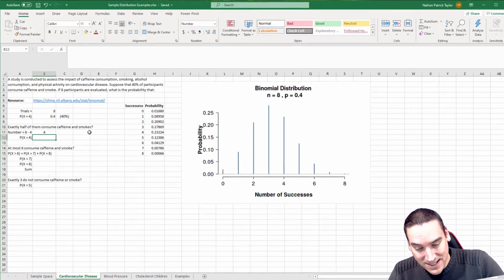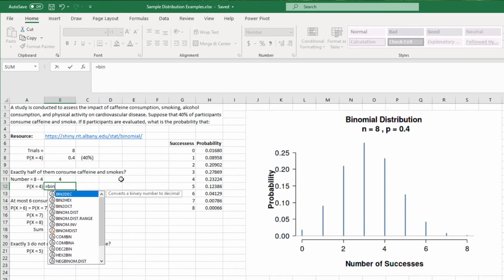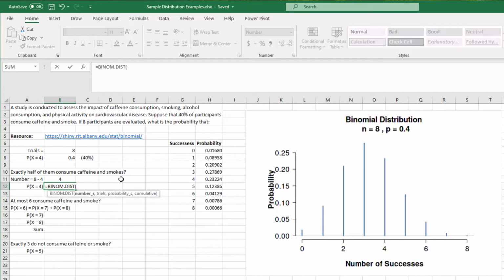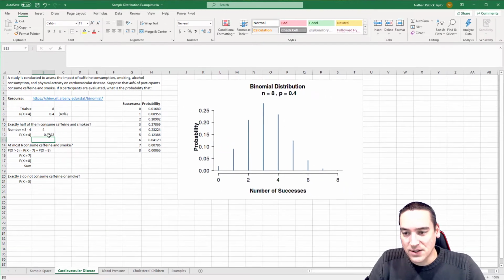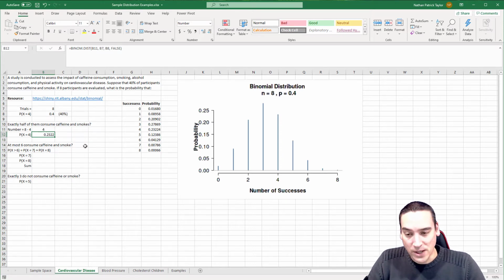To do that, in Excel, it's very simple. We'll use the binomial distribution function, BINOM.DIST. We need to tell it the number of successes we're looking to find, and that is four. We said half of them, 8 minus 4, 8 divided by 2, either way you look at it, it's four. Then we need to know how many trials there are, and the question gave us that answer: 8 participants are evaluated, so there's 8. Then we need the probability of a success, in this case smoking and consuming caffeine, so that's 0.4 or 40%. Then we have to tell the function whether we want a cumulative distribution, set that to true or false, and in this case we want it to be false. Close parenthesis, and the answer to this one is 0.2322 or 23.2%.